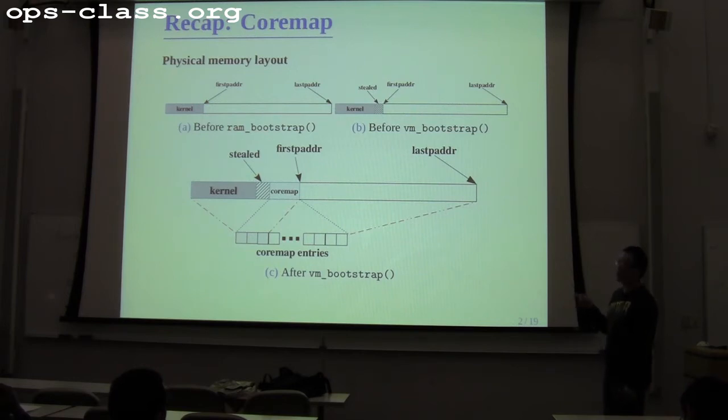This is basically this. But after ram_bootstrap, because at this point there is no coremap yet, if kmalloc is called, it will call ram_stealmem. What ram_stealmem does is just move forward this first physical address, so eating up the free physical memory, right? So when you get all the way down to vm_bootstrap, which is the last function called in boot, you will end up with some memory stolen, right? So if you call ram_getfirstfree, the first physical address will point to this.